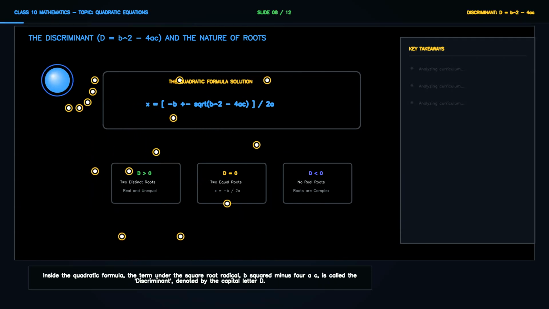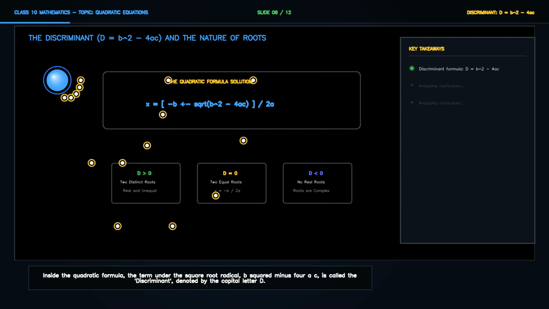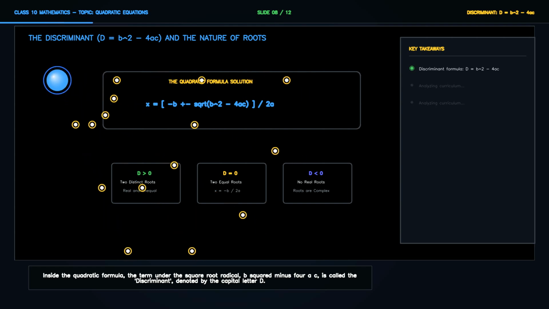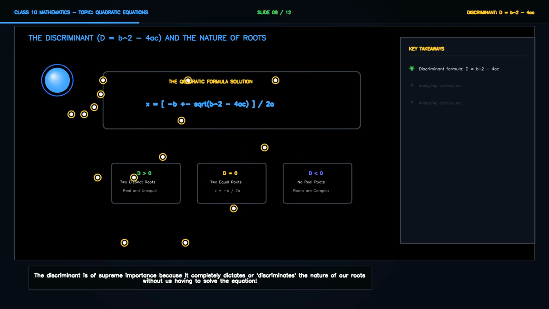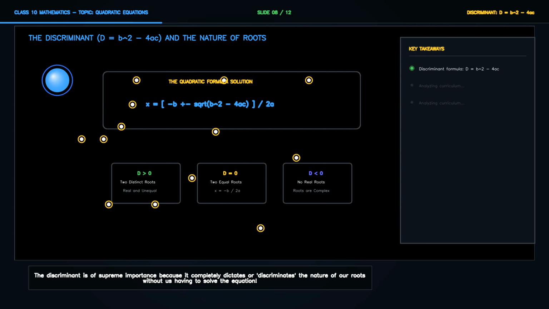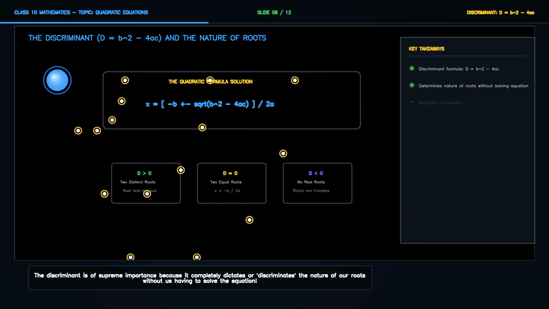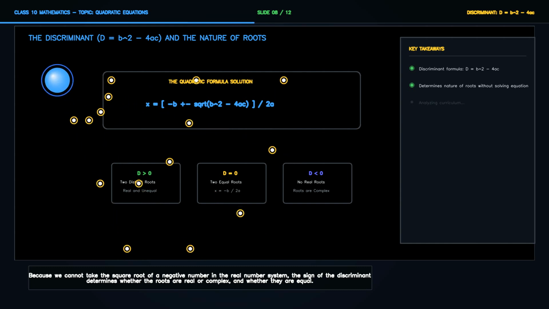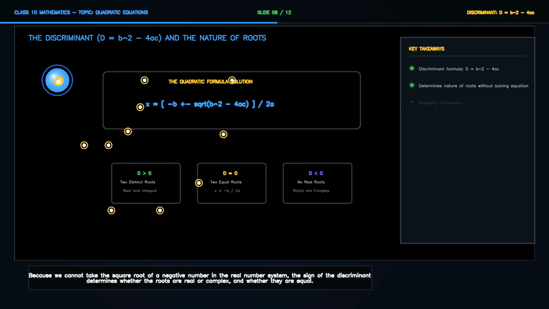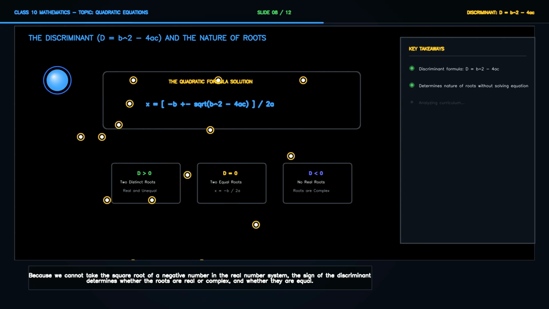Inside the quadratic formula, the term under the square root radical, b squared minus 4ac, is called the discriminant, denoted by the capital letter D. The discriminant is of supreme importance because it completely dictates, or discriminates, the nature of our roots without us having to solve the equation. Because we cannot take the square root of a negative number in the real number system, the sign of the discriminant determines whether the roots are real or complex, and whether they are equal.